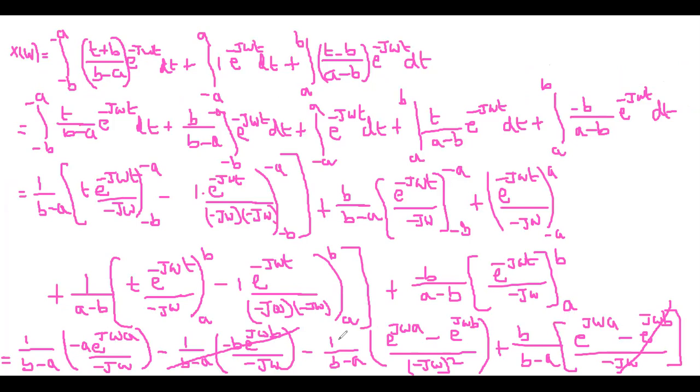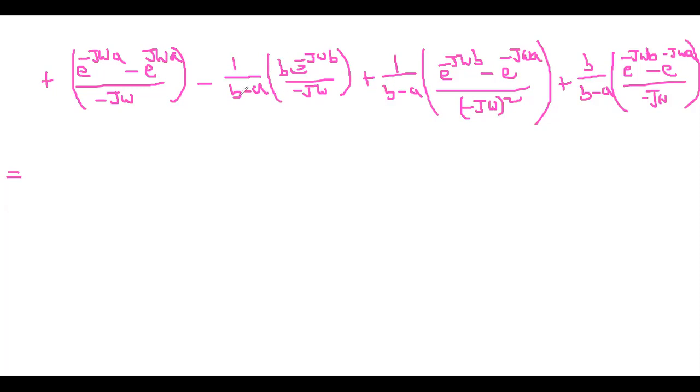No plus j omega, my dear students. Only these two get cancelled. b by b minus a e power j omega b by j omega, and here b by b minus a e power j omega b by minus j omega. And is there any minus term? You can observe here: b by b minus a e power minus j omega b by minus j omega, and here b by b minus a e power minus j omega b by minus j omega. It is a minus term here, my dear students, and this is a plus. So the first term gets cancelled. Alright, these two get cancelled.